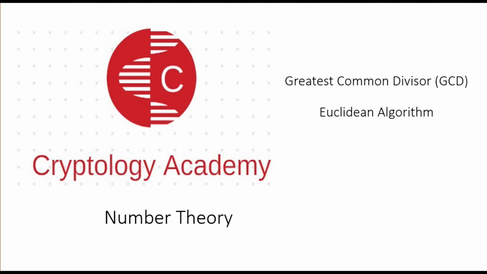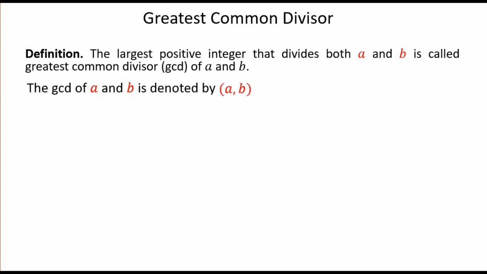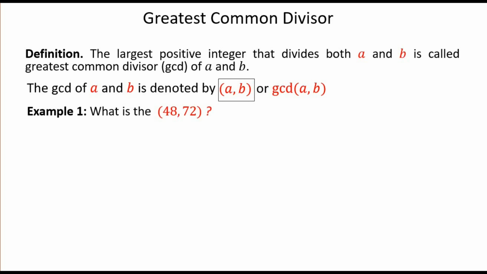In this presentation, I am going to discuss the greatest common divisor, or the GCD, of any two integers and the Euclidean algorithm. Let's start with the definition of greatest common divisor. The largest positive integer that divides both a and b is called the greatest common divisor, or the GCD, of a and b. The GCD of a and b is denoted by (a, b) in parentheses, or GCD(a, b). In this course, throughout we will use the notation (a, b) for the GCD of a and b. For better understanding, let me do some examples.